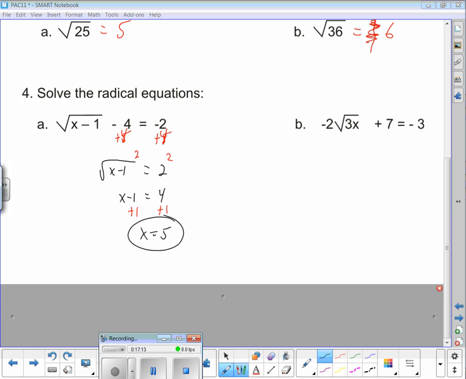Okay, so again, same process. You're going to say to yourself, I need to isolate the radical. When things are both added to and multiplied times the radical, I'll move things added first. So you added negative 7 to both sides.